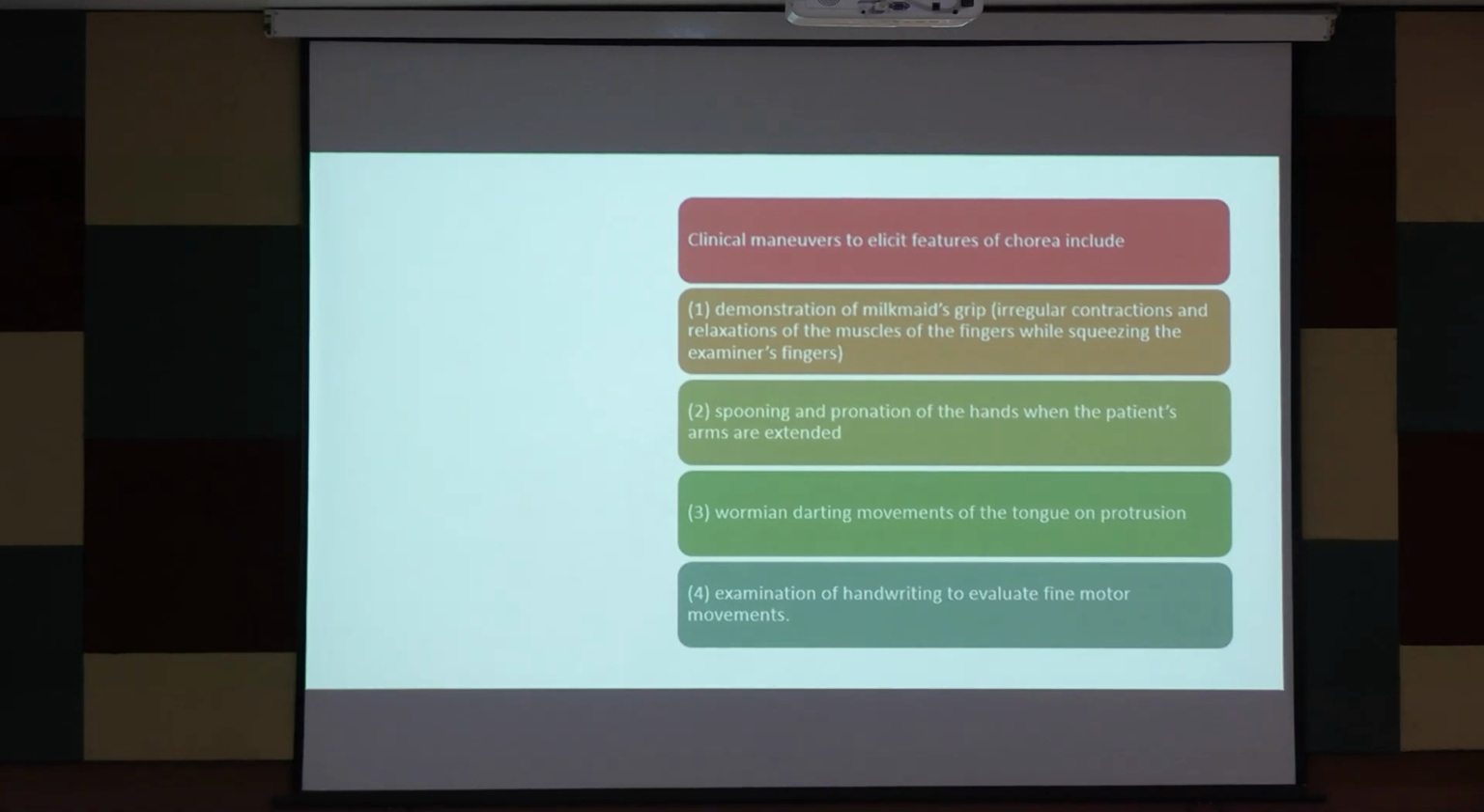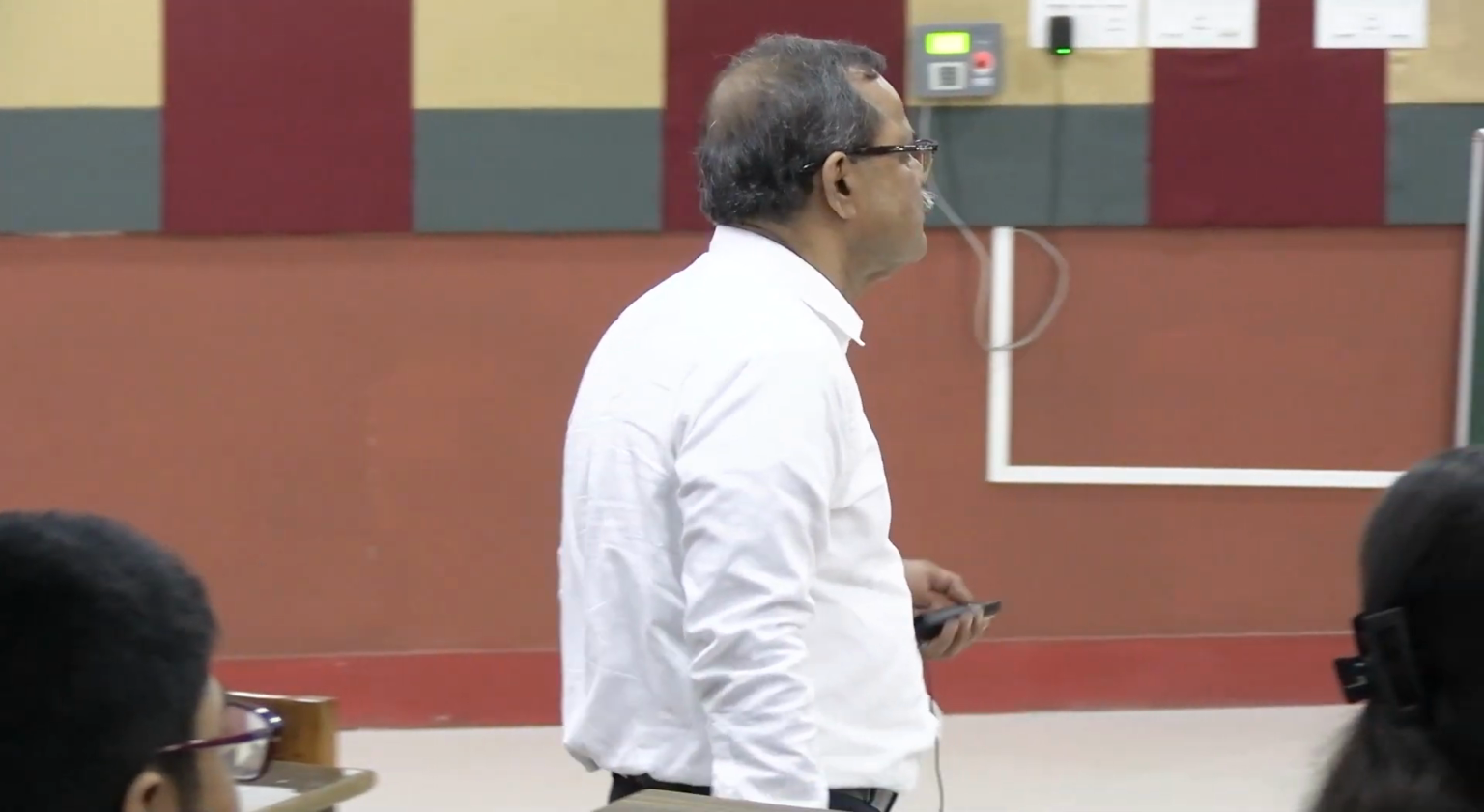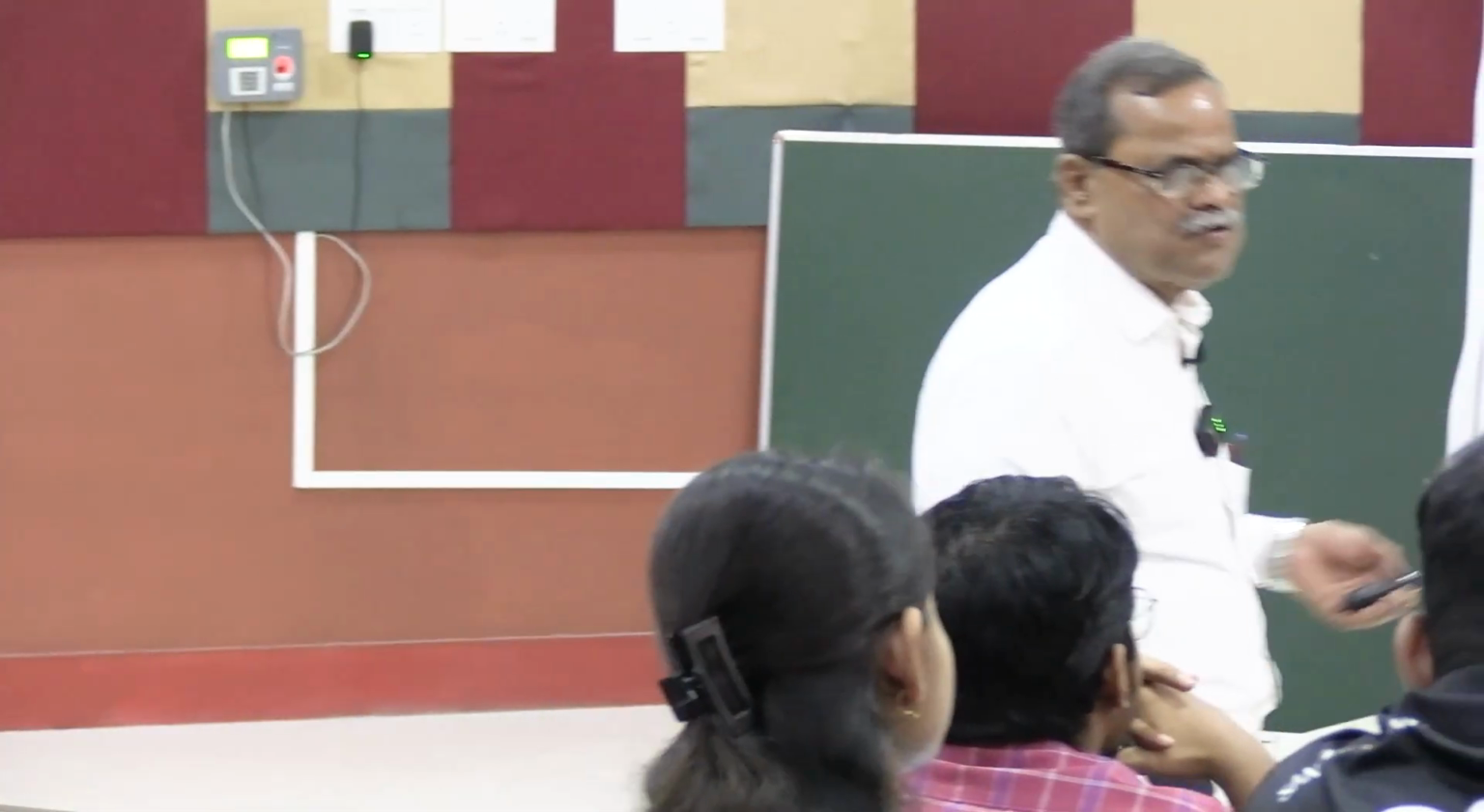All these are due to variation of the tone. So milkmaid's grip, contraction, relaxation, milkmaid grips, pronation, when the hand is extended it turns. These are the important things that will be asked. And these are due to alteration of the tone of protagonist and antagonist muscles due to involvement of the caudate nucleus. Movement of the tongue is also abnormal in chorea and handwriting is also altered.